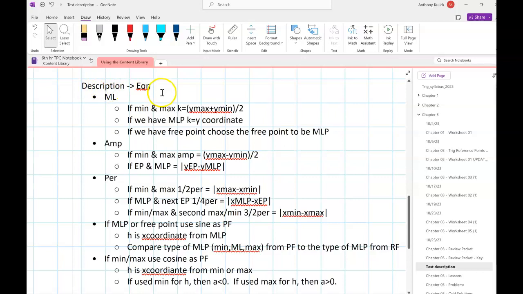If I have a description to equation, that really depends on what type of information I'm given in the problem. So I have a lot more written down here.